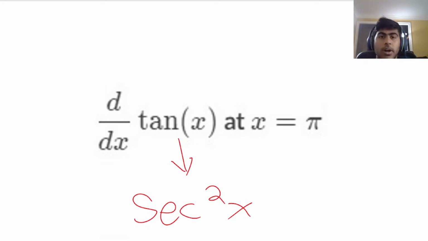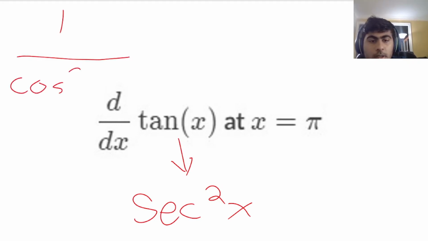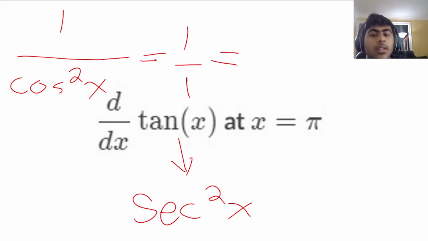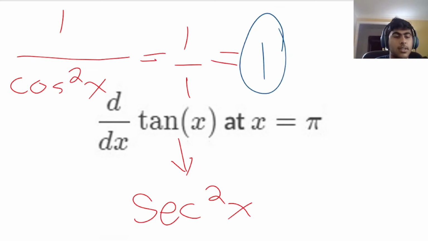So why not? So secant squared of x, and secant is 1 over cosine. So this would be 1 over cosine squared x. And cosine of pi is negative 1. The negative 1 squared is 1, and this would just be 1 over 1. Everyone's favorite quantity, which is just 1. All right, let's keep going.